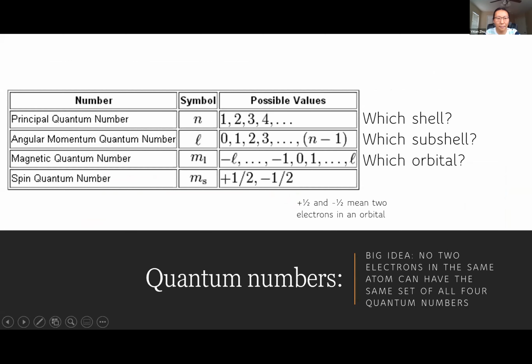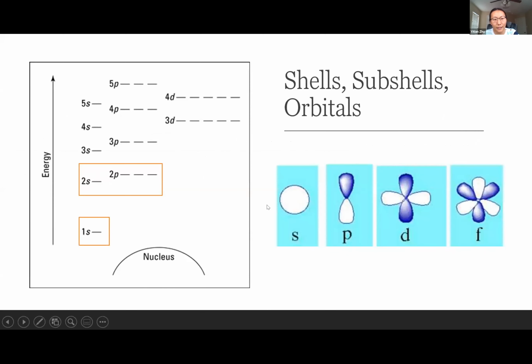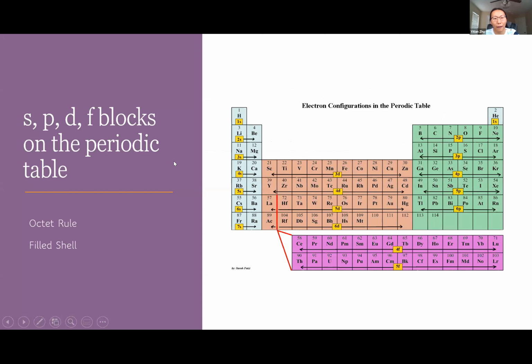And then the magnetic quantum number tells you which exact orbital it is, because even though they can be differently shaped, the orbitals can point in different directions. So now to the fun part, where we talk about how it relates to the periodic table.